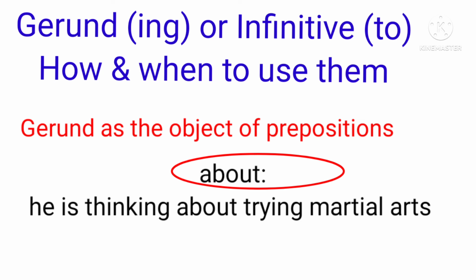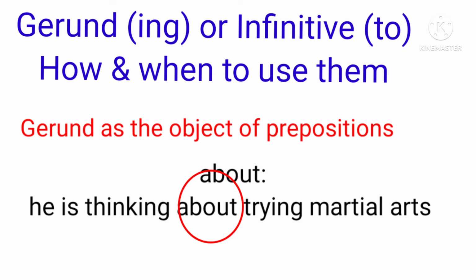He is thinking. You see, he is thinking. Thinking what? About. The word about is also a preposition. After the preposition about, it is a gerund, it should be -ing. He is thinking about training martial arts. You see, now we use -ing, training, because it came after the preposition about. So these are the basic functions of the gerund.